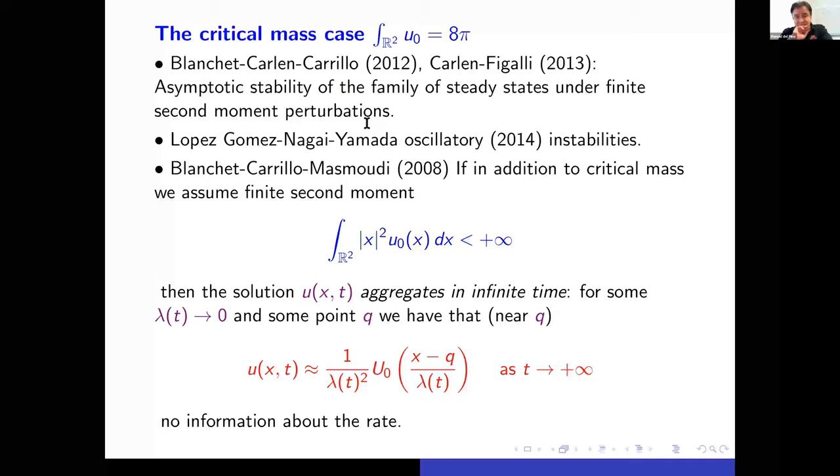In the critical mass case, the following is known. If the initial condition is nonnegative, then by works of Blanchet, Carrillo and Masmoudi, and then expanded by Carlen and Figalli, they proved, or say it is known, that the family of steady states is asymptotically stable. In fact, if you start from a steady state and you perturb it by something with finite second moment, this is an important observation that I didn't make yet.